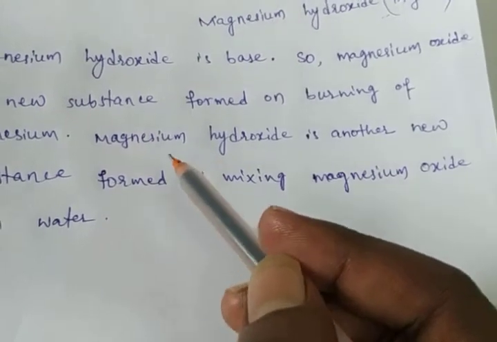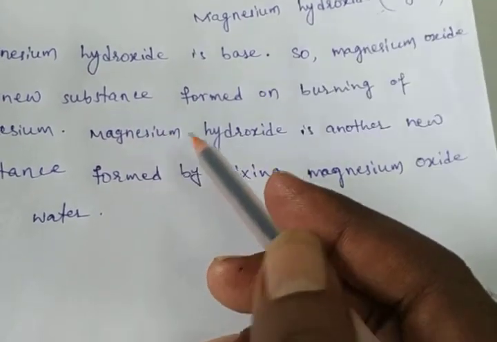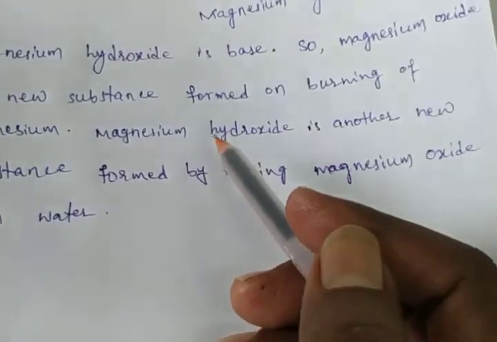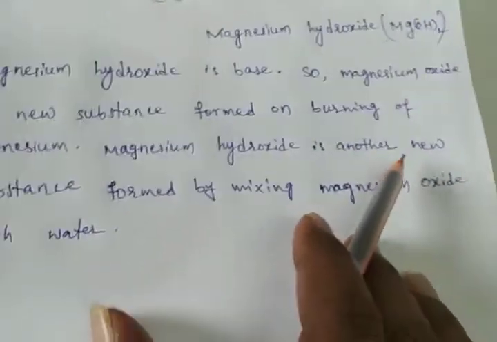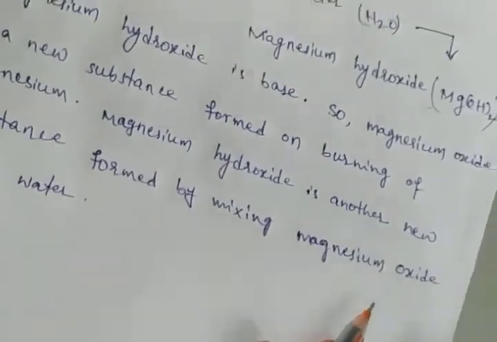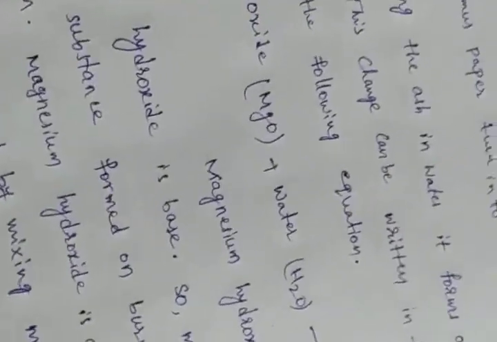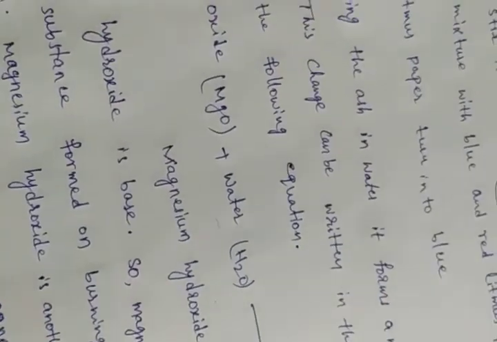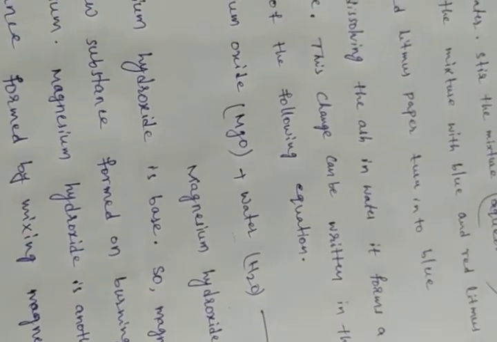It is tested by the litmus paper. How can we test? Red litmus paper changes into blue. By the test we can easily understand that it is a base. Okay, this is about the activity on the chemical change of the magnesium ribbon, burning of magnesium ribbon. Okay, thank you.